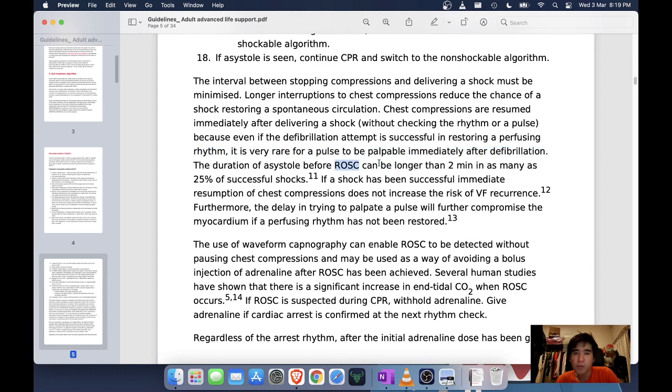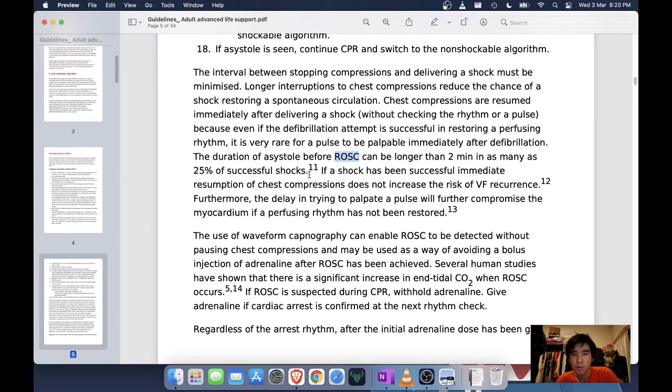The duration of asystole before return of spontaneous circulation can be longer than 2 minutes in as many as 25% of successful shocks. So a successful shock means they will return to spontaneous circulation after that shock, but in 25% of people, the return of spontaneous circulation comes only 2 minutes after the successful shock, and that 2 minutes is an asystole.